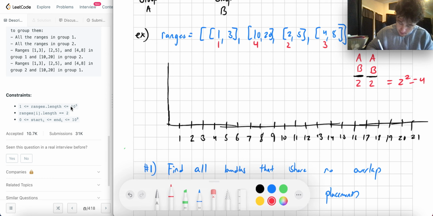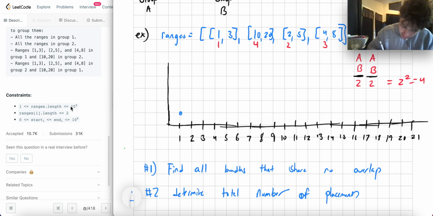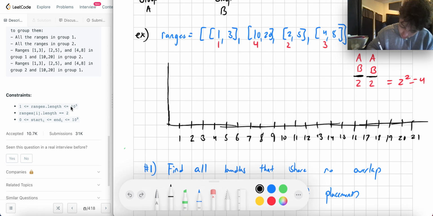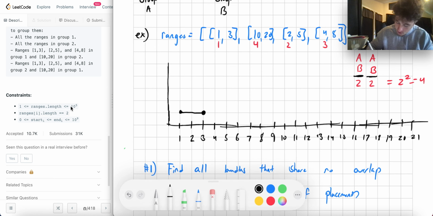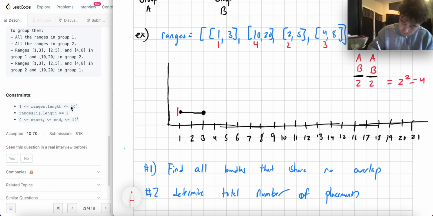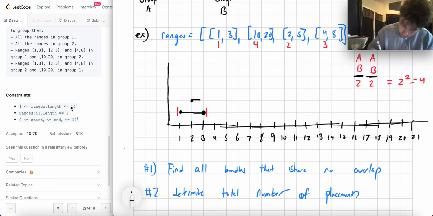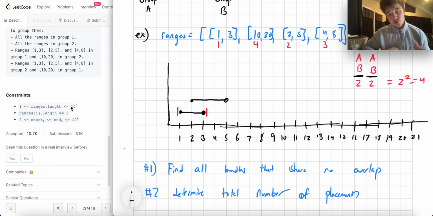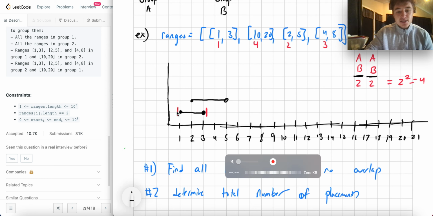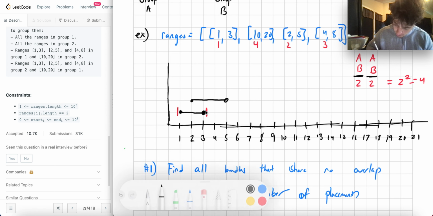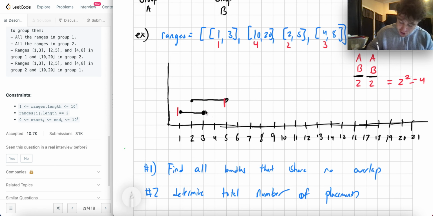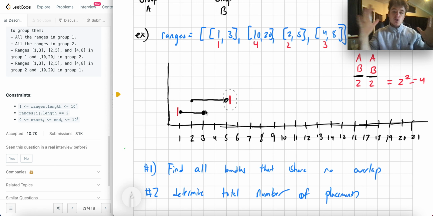So the first thing I'll do is add 1 to 3, and I'll say, okay, 1 to 3, you're your own bundle, like so. And then I'll add 2 to 5. But since 2 to 5 starts after 1 starts, but before 3 ends, that must mean it's part of the same bundle. So I can remove this and say, okay, I've just changed the boundaries of my bundle, because I've added a new element.